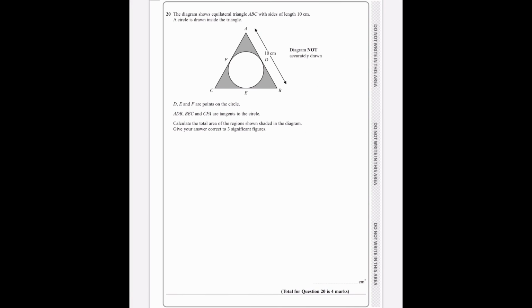Question 20, we want to find the shaded region. So we're going to find the area of the triangle ABC and find the area of the circle, and then subtract the area of the circle from the area of the triangle to get the area of the shaded region. It's an equilateral triangle, it says in the question, so half AB sine C, A and B are both 10, and the angle will be 60 degrees, and so half times 10 times 10 times sine 60 is 25 root 3.